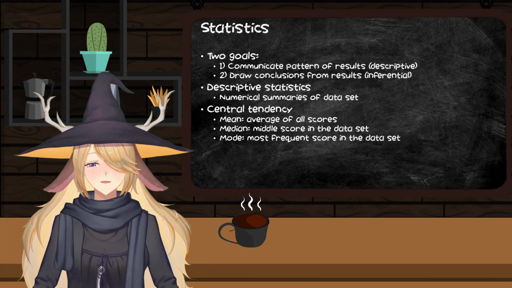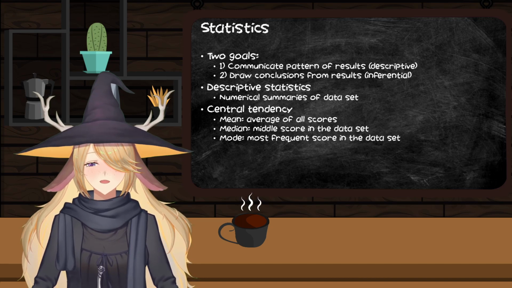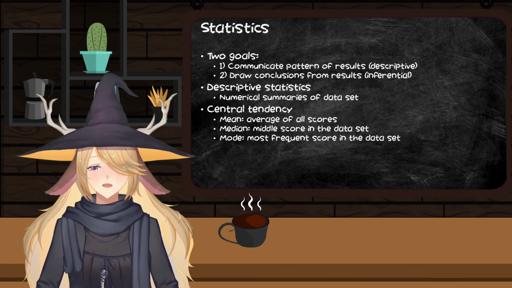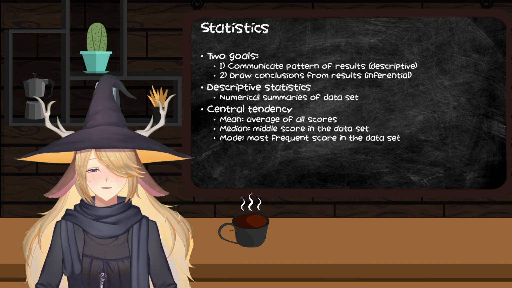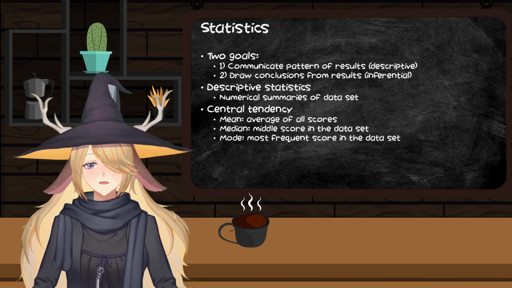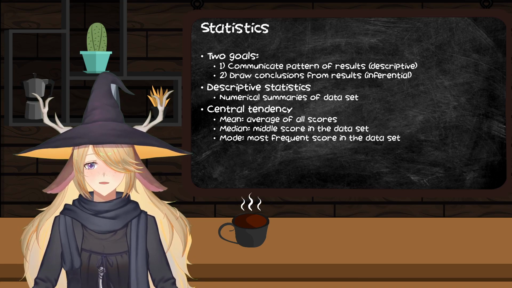The mode is the most frequently occurring score in a data set. So right now, if you were to look at all of the viewer counts on Twitch, I'd put money down on the modal answer being either 1 or 0 for the number of viewers across the platform.